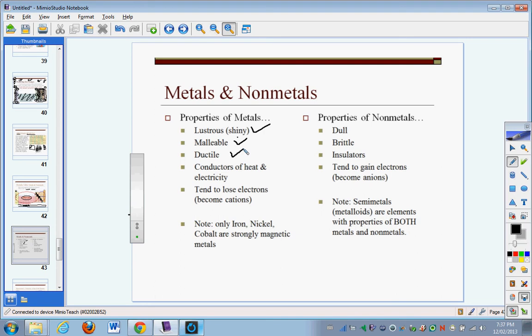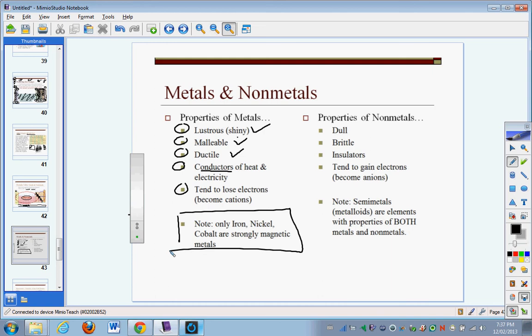Metals make good conductors both of heat and electricity. And as we saw earlier, they tend to form cations. They tend to lose electrons. So those are 5 properties of metals that you need to know. Note that many students want to say that metals are also magnetic. That's not actually always true in the way we normally think of the word magnetic. Only iron, nickel, and cobalt are magnetic in the sense that they can be formed into magnets, or that they'd be attracted by a magnet.